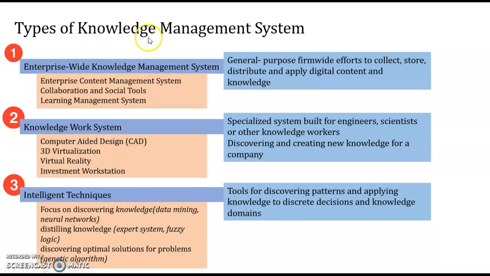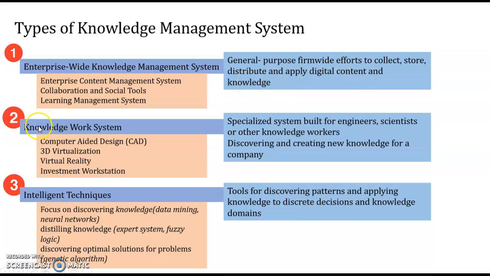So we have three types of knowledge management system. The first one is enterprise-wide knowledge management system. It involves the enterprise content management system, collaboration and social tools, and learning management system. Even your island and your future is a part of the learning management system because everything is put in one place, one platform. The enterprise-wide knowledge management system is a general purpose, firm-wide effort to collect, store, distribute, and apply digital content and knowledge.